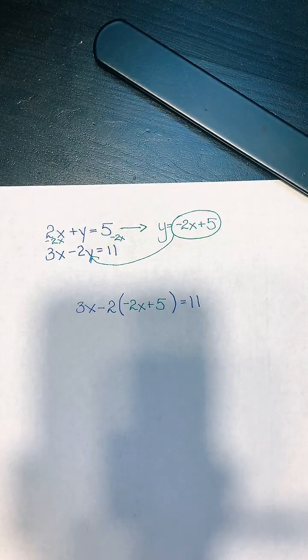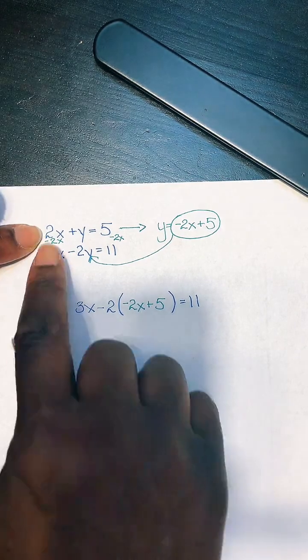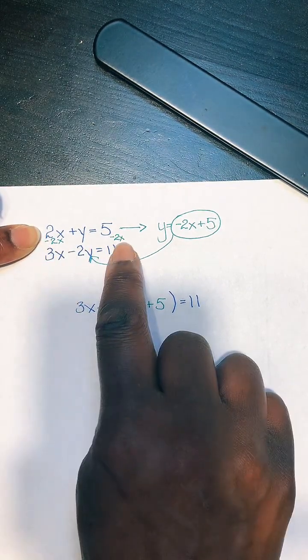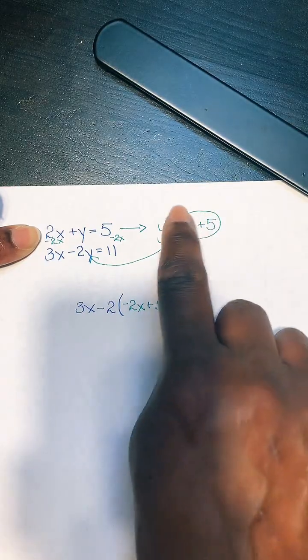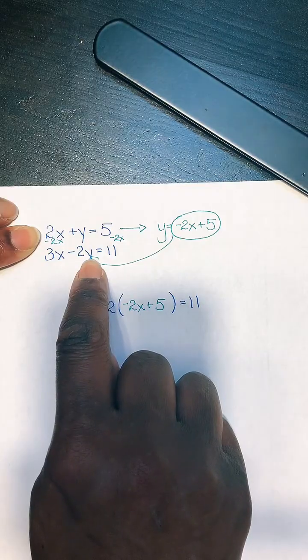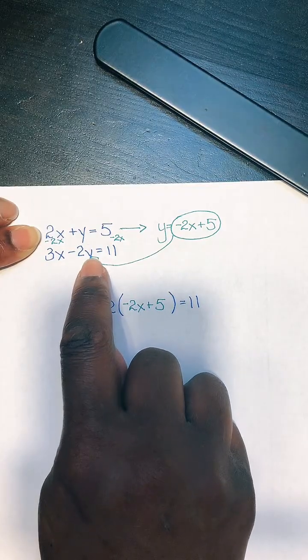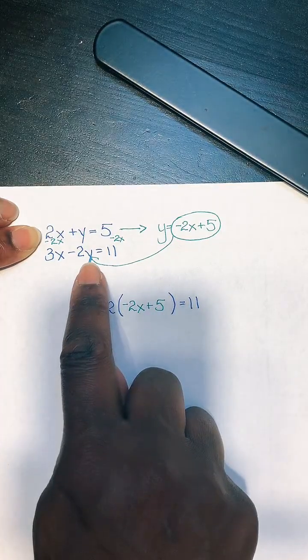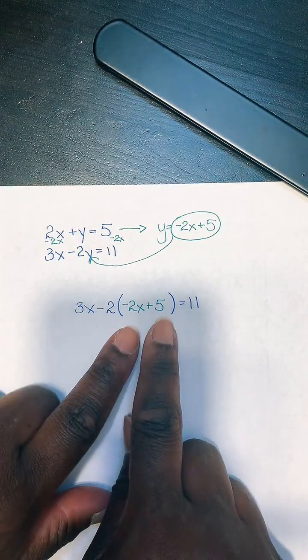SAT impact. Okay. All right. So, we solved the first equation for y by subtracting the 2x. Then we take this information and we plug in for y. So this y here is coming out and negative 2x plus 5 is coming in. Hence the parenthesis.